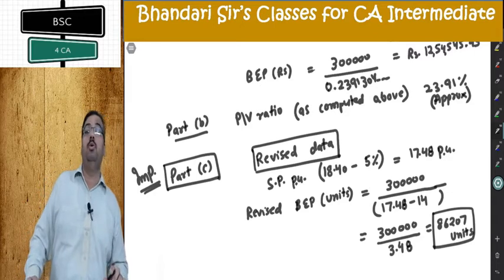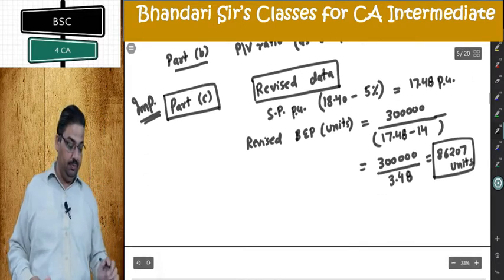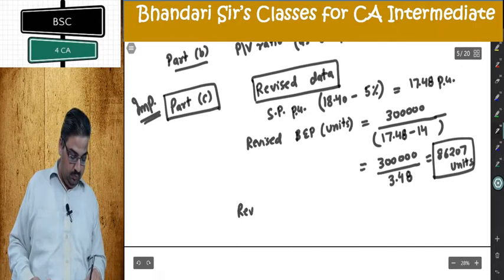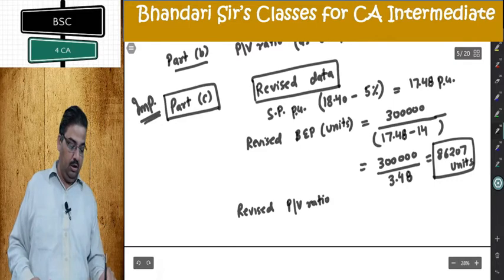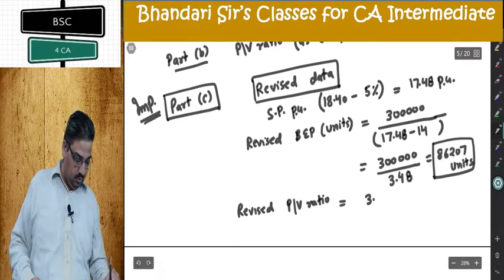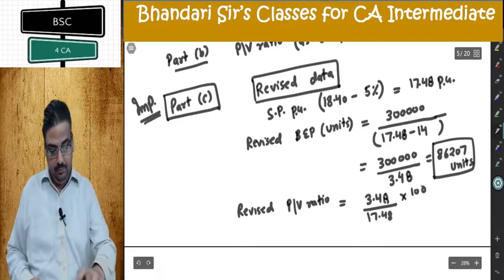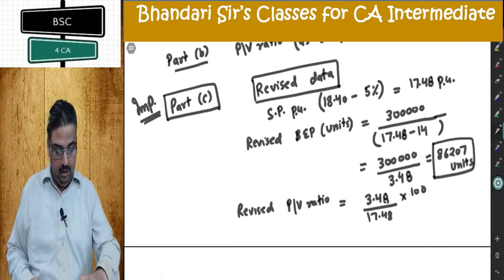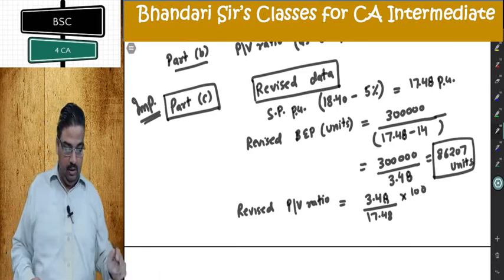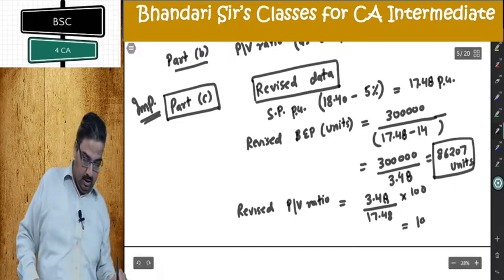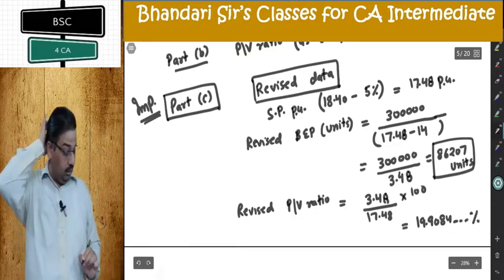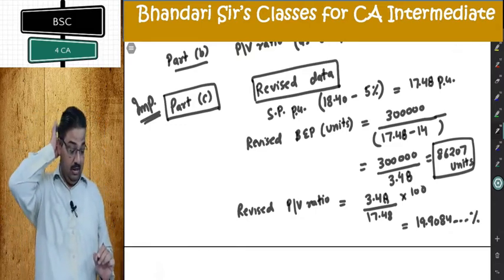PV ratio is bound to decline. Let us check how much. Revised PV ratio: 3.48 divided by 17.48 into 100. 3.48 divided by 17.48 in percentage terms is 19.9084 dash dash dash percent. Approximately 19.91% I can say.